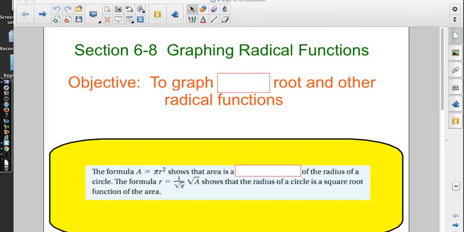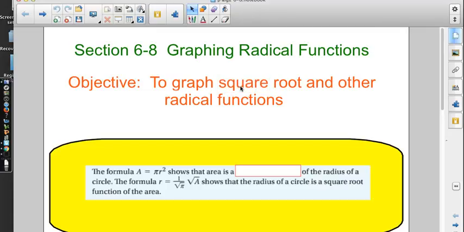So in 6.8 we have graphing radical functions. Now we're not going to do every radical function, but we definitely want to get a feel for square roots and cube roots as we talk about radical functions. So we're going to graph square root and other radical functions. A lot of our time today is probably just going to be spent on graphing those square roots.